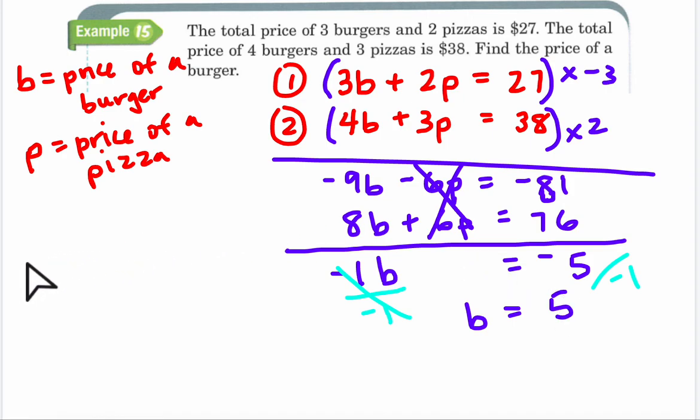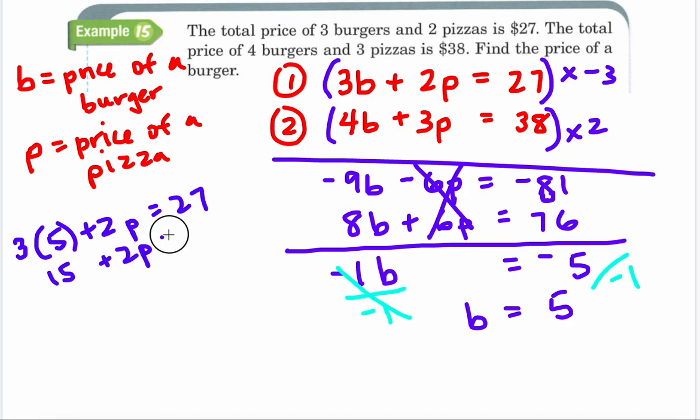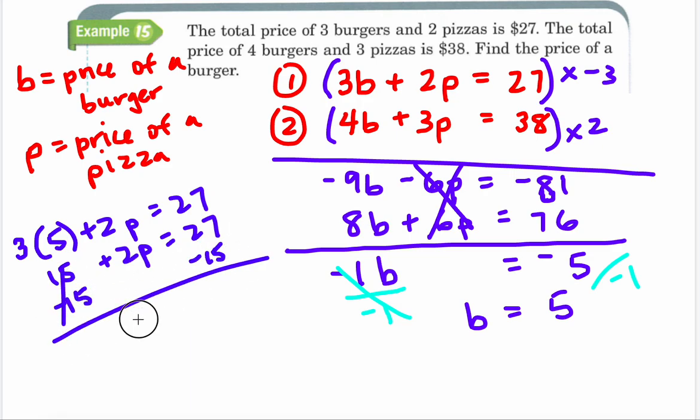I can check my answer by plugging it in. 3 times 5 plus 2 times P equals 27. So 3 times 5 is 15. So we're going to subtract 15 from both sides. And then 2p would equal 12. So one pizza would be equal to half of that, which is 6.